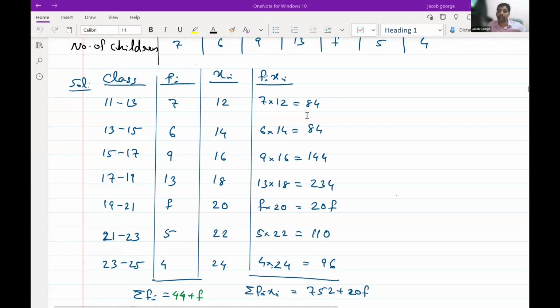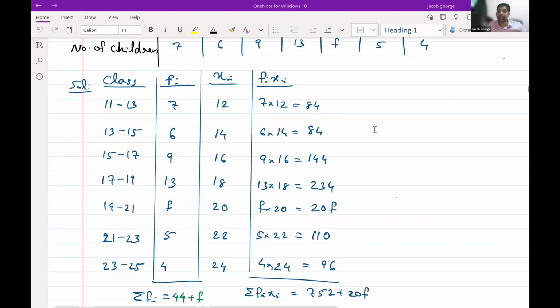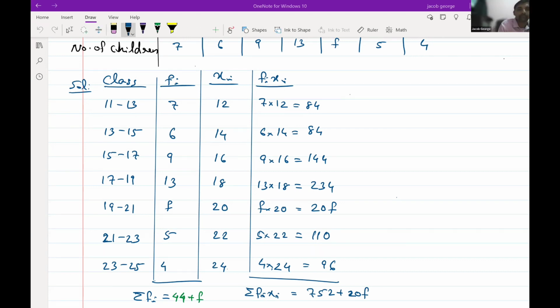Sir, can you repeat? I didn't understand. Which one, xi or fi? What you were explaining now, the middle value. The middle value of 11 to 13. Can you see the first class, 11 to 13? Yes, sir. Okay, so the conventional method is 11 plus 13 by 2. You will get the middle value. What is 11 plus 13? 24, right? 24 by 2 is 12.